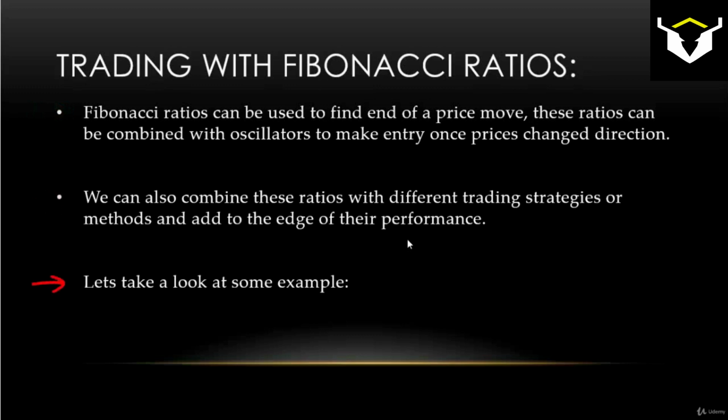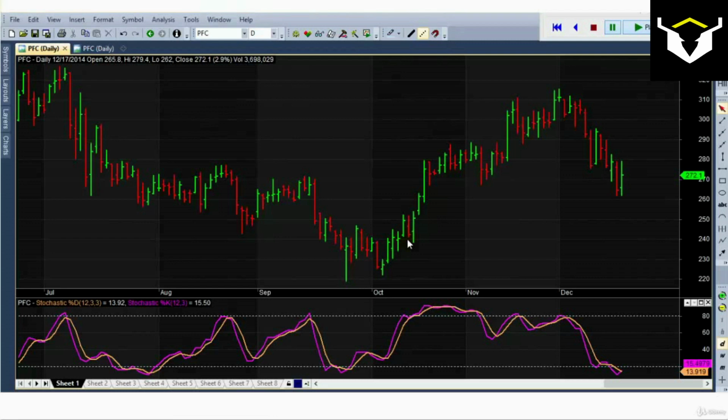Let's go ahead and take a look at some examples. So following is a daily chart of PFC. I have added a stochastic oscillator to this chart, and as of the last bar, you can see prices have retraced back and the stochastic oscillator has reached below its oversold zone. If you are aware of the stochastic oscillator, then when it reaches below the level of 20, it means the oscillator has reached an oversold zone from where prices might change their direction or go sideways.